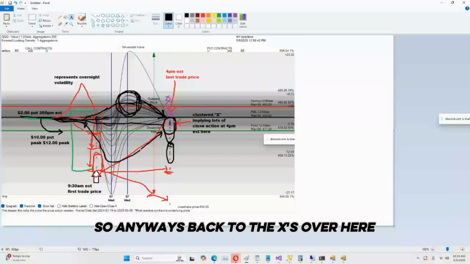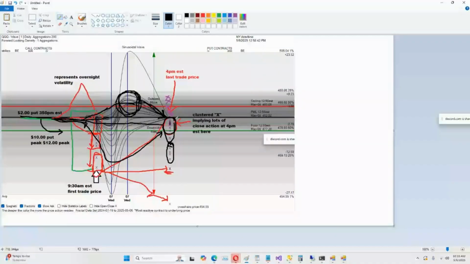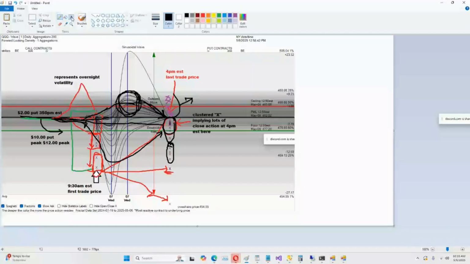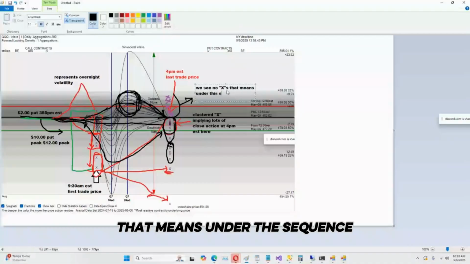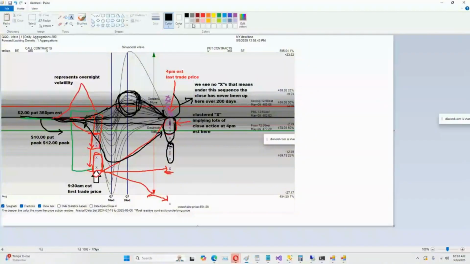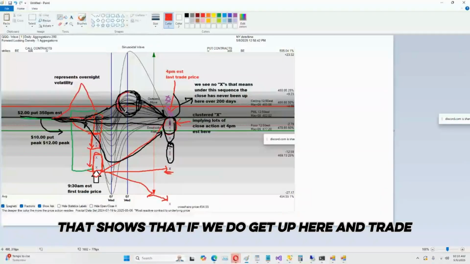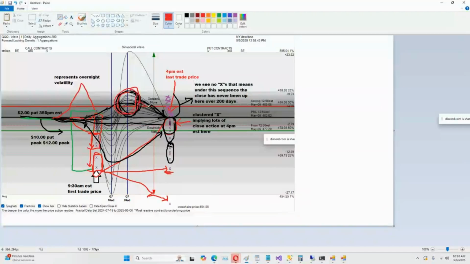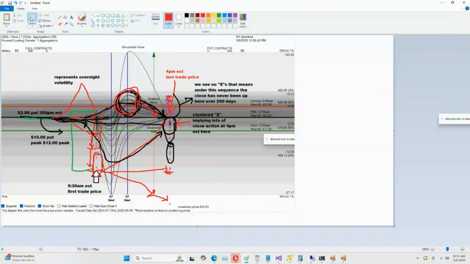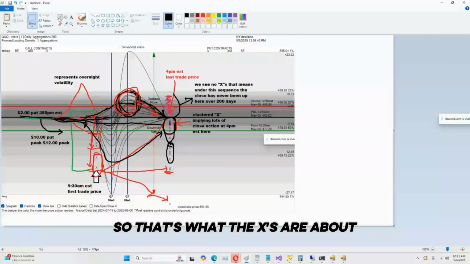So, anyways, back to the X's over here. When we see no X's up here above, that means under this sequence, the close has never been up here over 200 days loaded. And again, that shows that if we do get up here intraday, there's a likely move down. We don't have any of them up here. So that's what the X's are about.